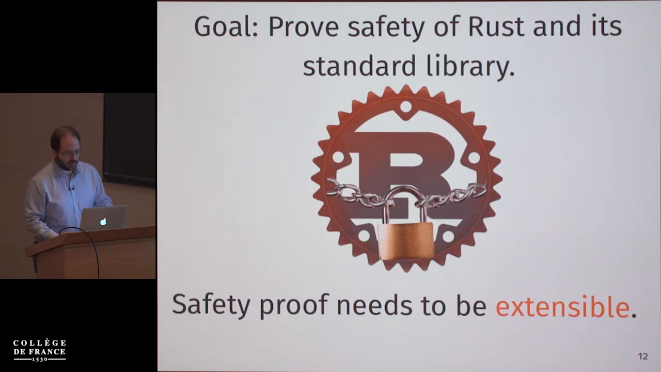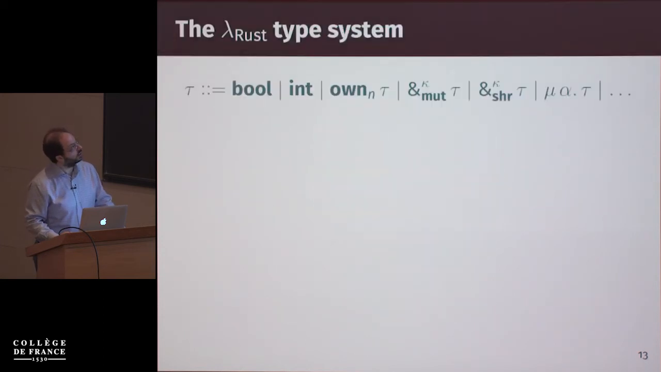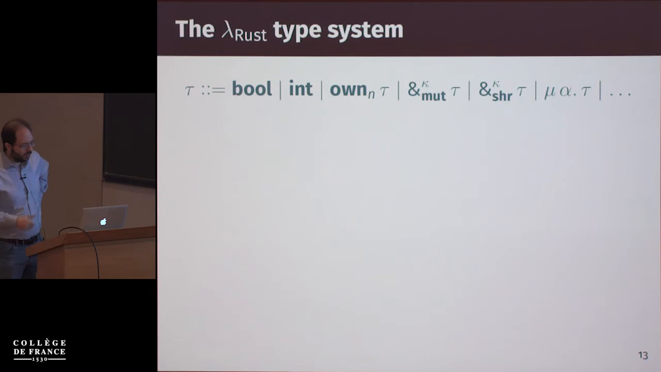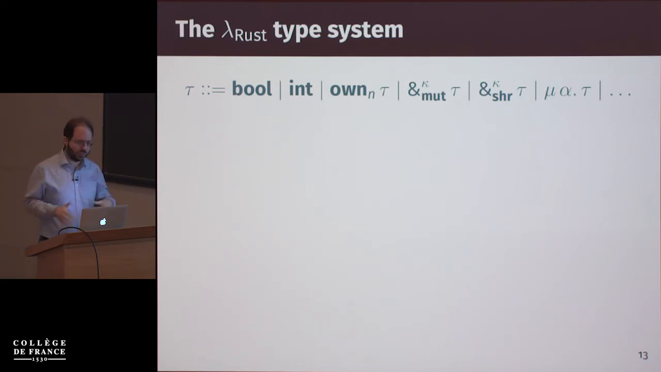So this is the work we published in POPL 18 initially, and I'm going to talk now about something called lambda Rust. I'm not going to show you the full details of what we did. I'm just going to give you an overview so that you get a rough idea of what this looks like and what the general methodology is.